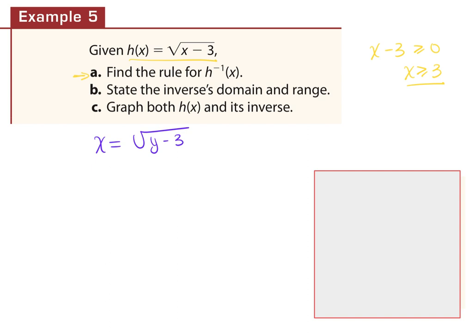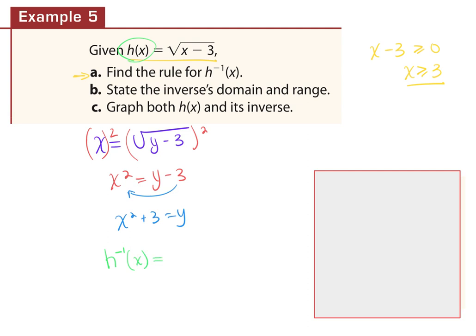How do I get rid of a square root? What do I do to both sides? I square it. So I'm going to square this side, I'm going to square that side. I get x squared equals y minus 3. And then my final step is to move that 3 over. If I were to correct my notation, I'm going to say the inverse of h is going to be x squared plus 3.